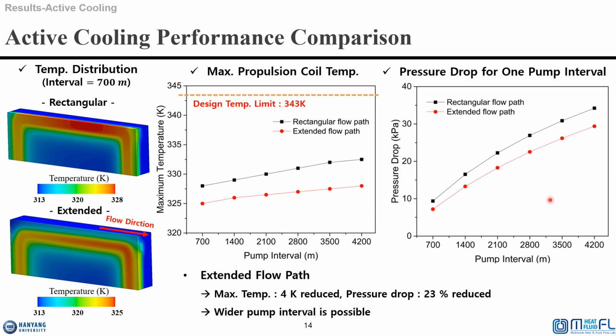Additionally, the pressure drop within the flow path decreases by approximately 23% in the extended flow path compared to the rectangular flow path due to extension of the flow path. Therefore, the extended flow path enhances cooling efficiency and reduces pressure drop in comparison to the rectangular flow path. And this allows for wider pump interval in the design, potentially reducing the required number of vacuum pumps and resulting in cost saving.